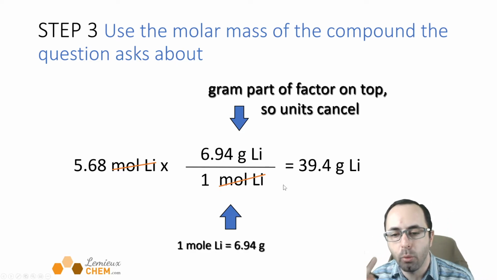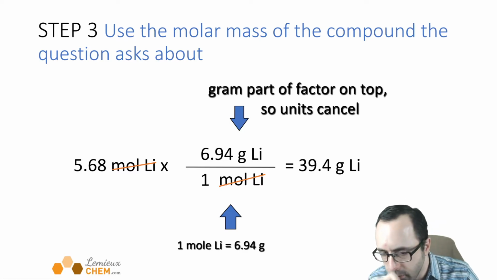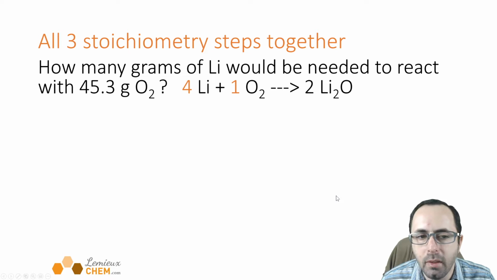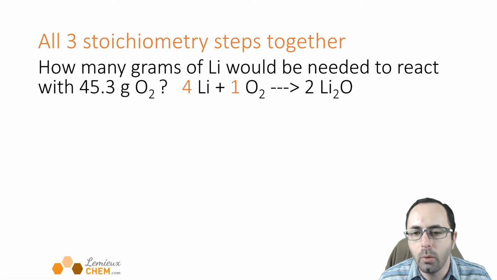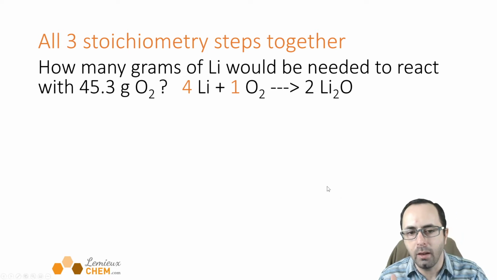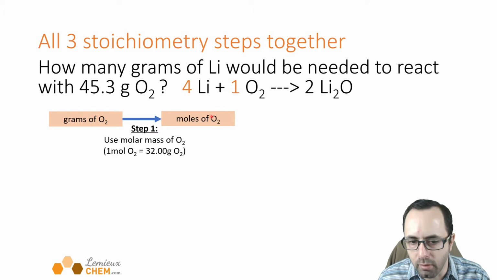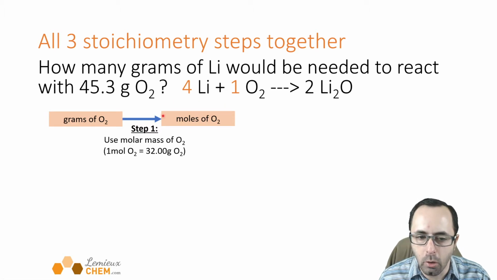So we did 3 steps here. 3 steps to do this, right? And for stoichiometry, it's always going to be the same 3 steps. So if we did this all together, step 1 was going from grams of oxygen to moles of oxygen. And remember, to go between grams and moles, we use the molar mass. So it was 1 mole of O2 is 32 grams of O2.